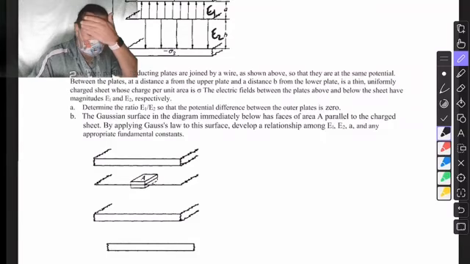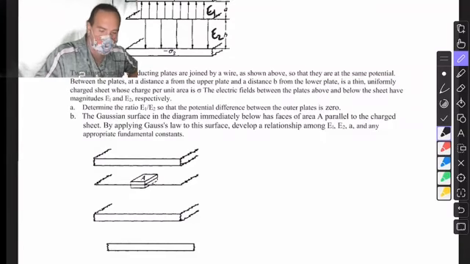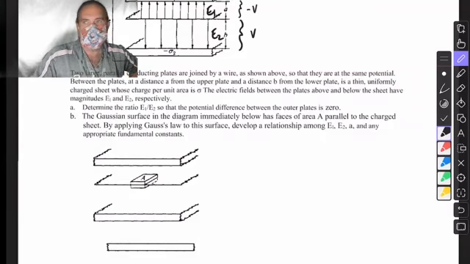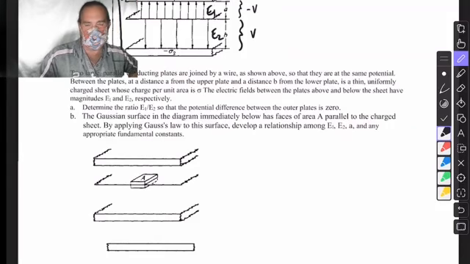Determine the ratio of E1 to E2 so that the potential difference between the outer plates is 0. Okay, I think what that really means is that the potential to here, V, and the potential to here, V, are opposites. So when I go from here all the way to here, I have a net change of potential of 0. I increase my potential going from the bottom plate to the middle, and then I decrease my potential going back out to the top. Everybody understand what I'm saying there? It has to be that way because the charge separation is clear.